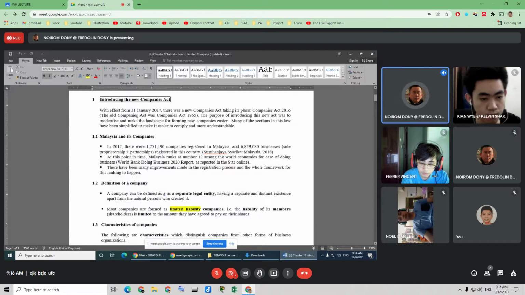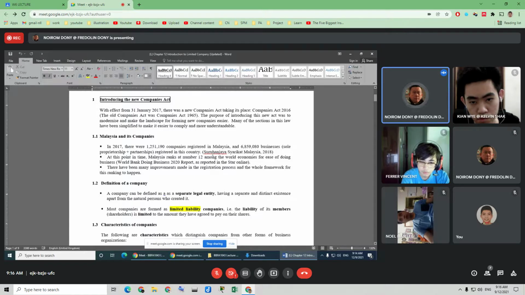So Malaysia and its companies. This is the statistic in 2017. So we have 1,251,190 companies registered in Malaysia, and 6,859,080 businesses, sole proprietorship plus partnership. So it's far different, the numbers registered in this country. All this data is coming from Suruhanjaya Syarikat Malaysia, 2018. They made this statistic in 2018. Now it's 2021, so the figure is already different.